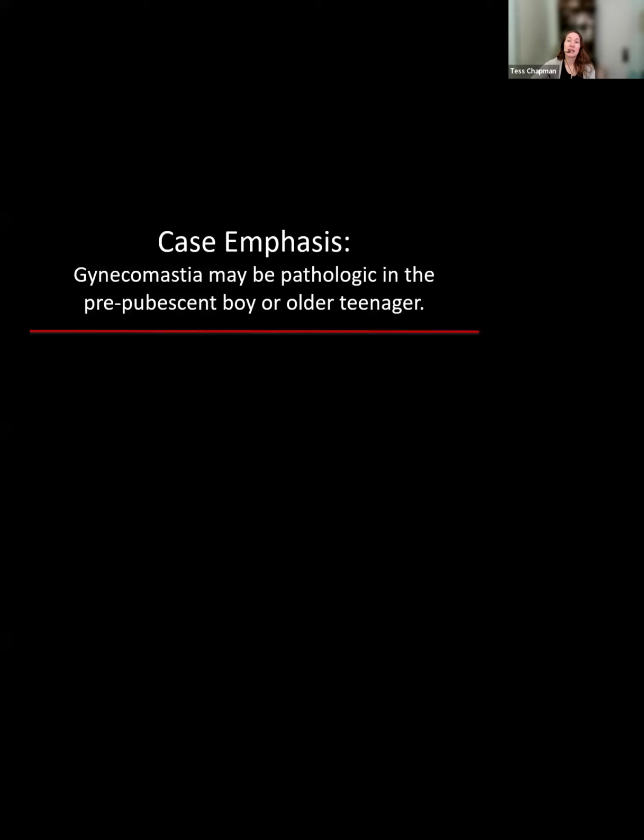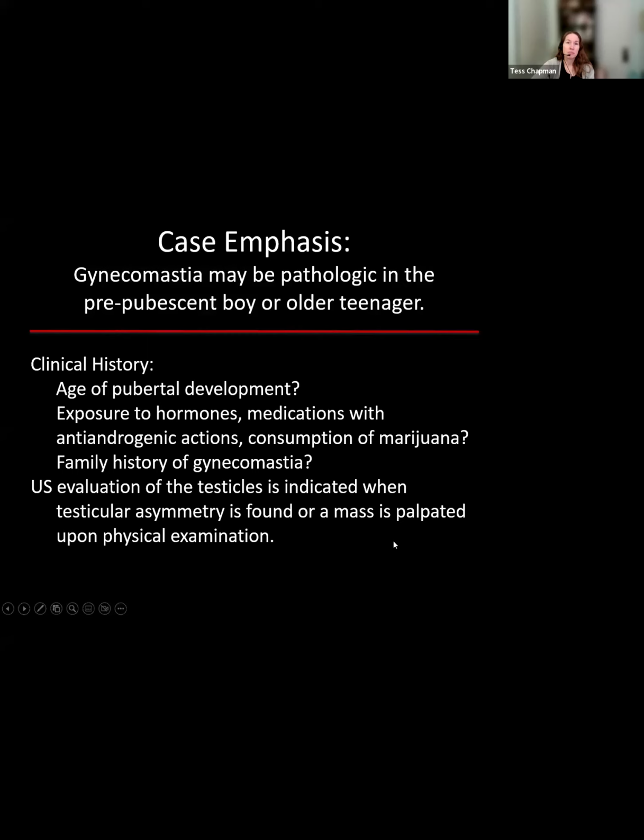Okay, so just to emphasize, gynecomastia may be pathologic in a prepubescent boy or even an older teenager. It typically happens around 15, just as the boy is going through puberty. So think about the age of pubertal onset. Think about any exposure to medications or hormones, consumption of marijuana. Ask about a family history of gynecomastia, and then use ultrasound to evaluate the scrotum and the testes if there is, of course, testicular asymmetry or anything else in the history that might make you search for a hormone producing tumor.